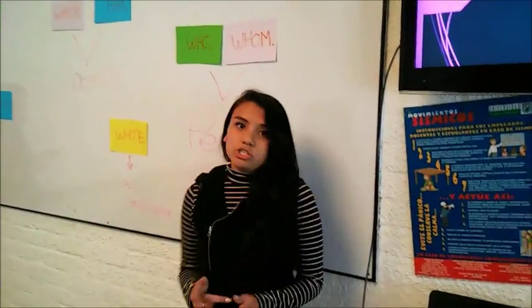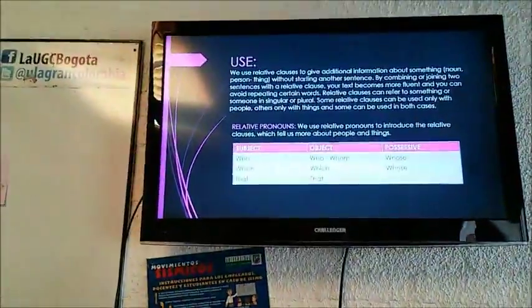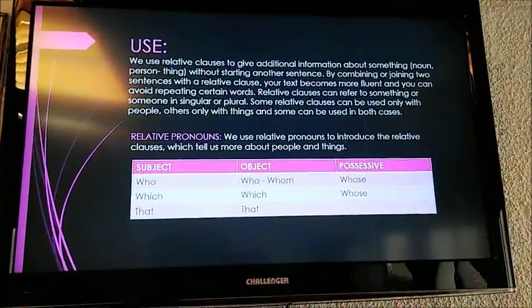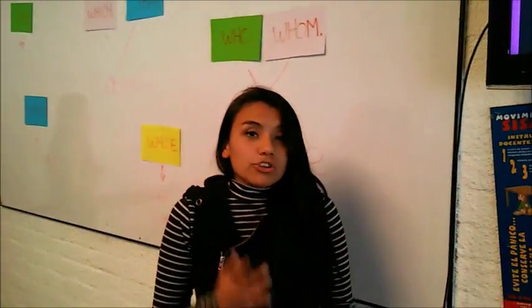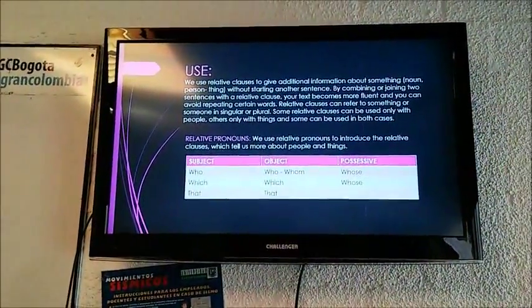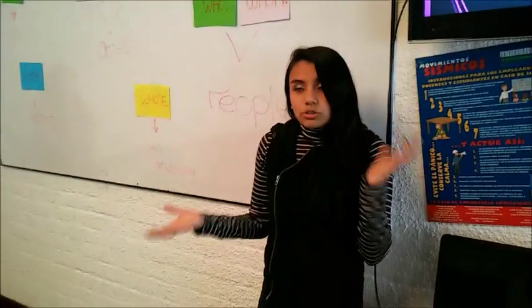So first we're going to give you a little definition of what these are. We use relative clauses to join two sentences, to give additional information and to make your sentence more certain, maybe. We can also say that relative clauses are like a bridge. We can join two ideas.